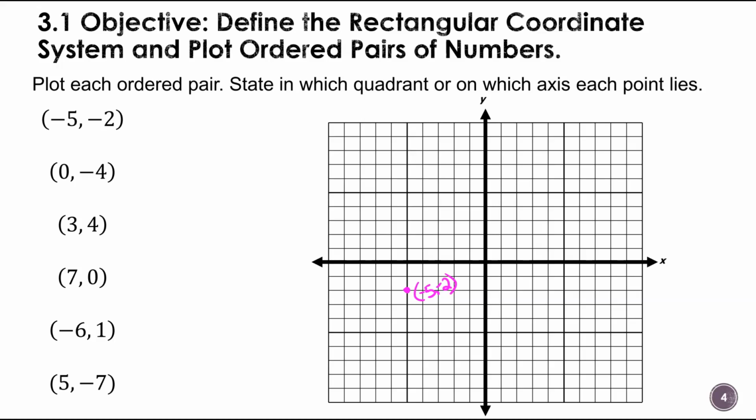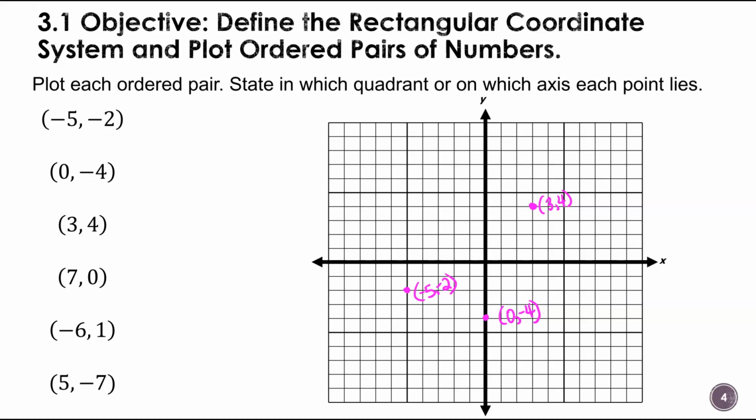And then we have 0, -4. So on 0, we don't go left or right. We just go right in the middle at the origin, and then we count down 4. So that's the ordered pair 0, -4. And then the next one's 3, 4. So we count right 3 and up 4. So that's the ordered pair 3, 4.